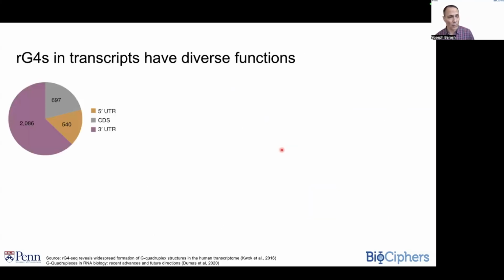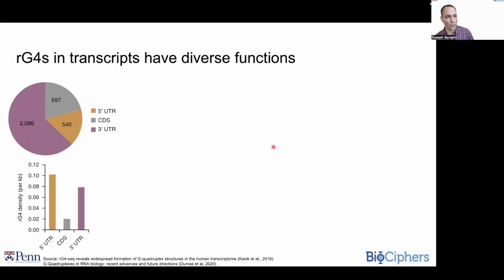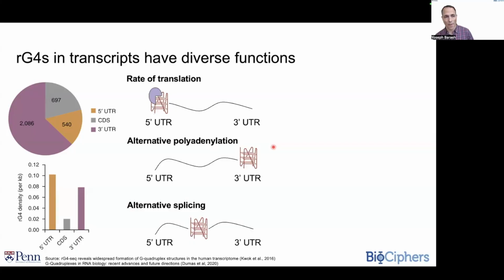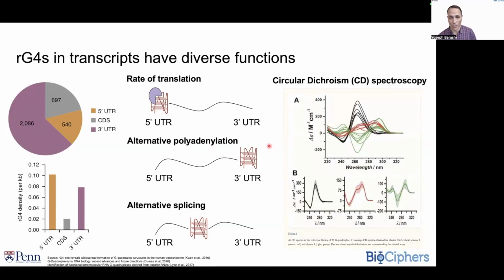So where can we find them? A high-throughput assay was used to map them in mRNAs, and they were found mostly to be in the 5' and 3' UTRs, although there are some in the coding sequences as well. And we know through numerous studies that they can affect different RNA processes, like the rate of translation, alternative polyadenylation, and alternative splicing.